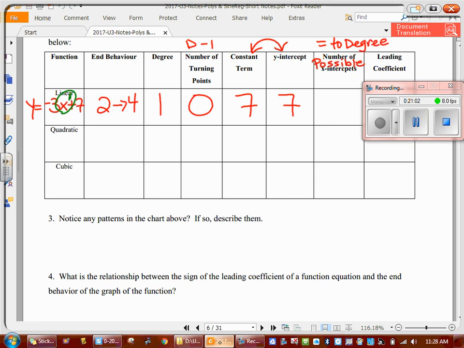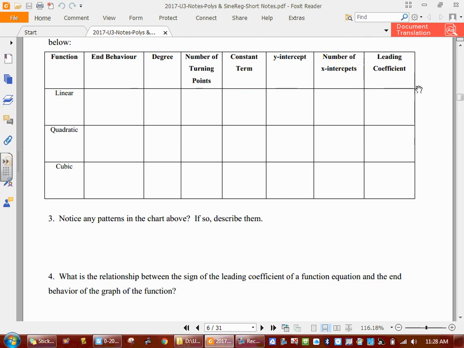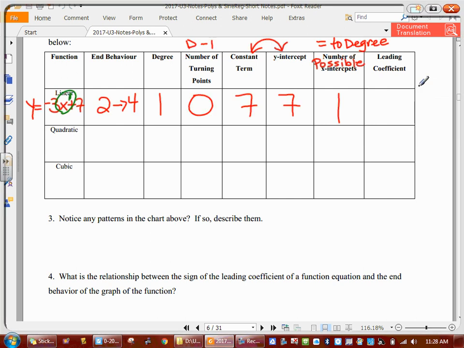Now, leading coefficient. This is always the a value of your equation. So in this case, my leading coefficient is a negative 3. Let's take a look at the quadratic and make sure you've got the same thing written down. y = 2x squared, pardon me, minus 4x minus 9, thank you.